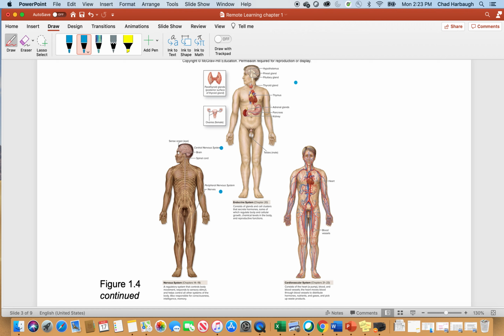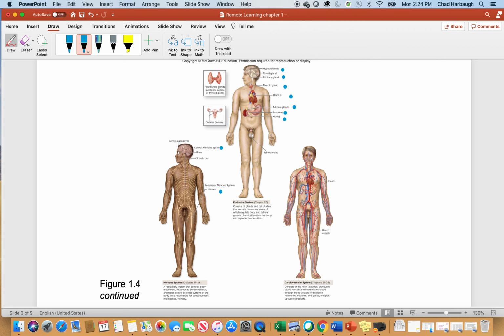The next one is the endocrine system. Its main job is consisting of glands that secrete hormones. These hormones are important for regulation of cellular growth, differentiate chemical levels in the body, and also aid in reproductive functions. Some of the primary glands, or some of the primary structures that we see in the endocrine system, are the hypothalamus, the pituitary gland, the thyroid gland, the thymus, the adrenals, the pancreas, and the kidney.